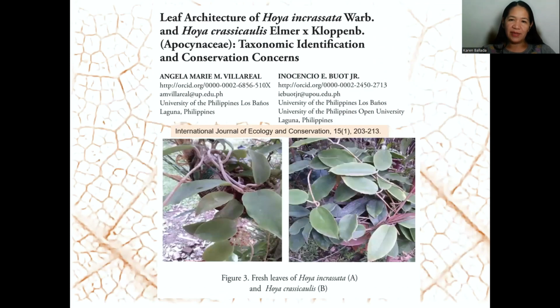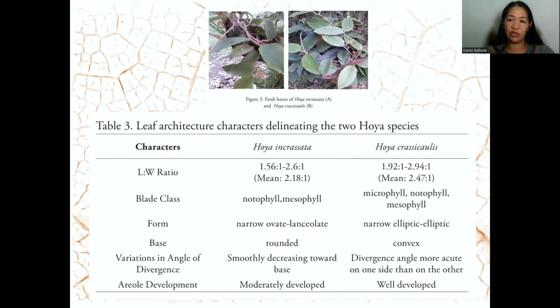Another study, again on Hoya, this time Hoya incresata and Hoya crassicaulis. As you can see there, again, the vegetative structures of these two plants look very similar. But if we do leaf architecture analysis, you can see that there are differences, as shown in their results. The leaf architecture characters delineating the two Hoya species, Hoya incresata and Hoya crassicaulis, are the length to width ratio, blade class, leaf form, leaf base, angle of divergence, and areole development.